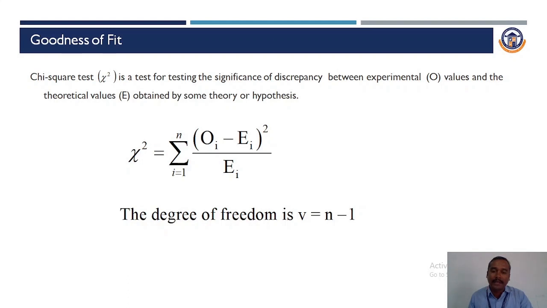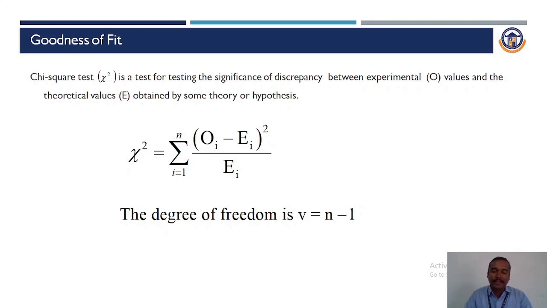is denoted by E. The test statistic formula for the chi-square test is the sum, i equal to 1 to n, of (Oi minus Ei) whole square divided by Ei. That means the sum of the squared differences divided by the expected values. For applying the chi-square test, the degrees of freedom is n minus 1.